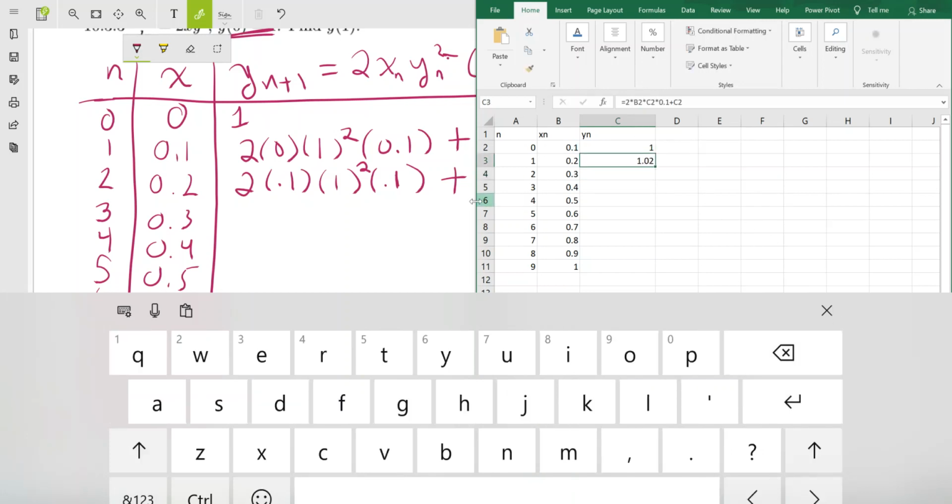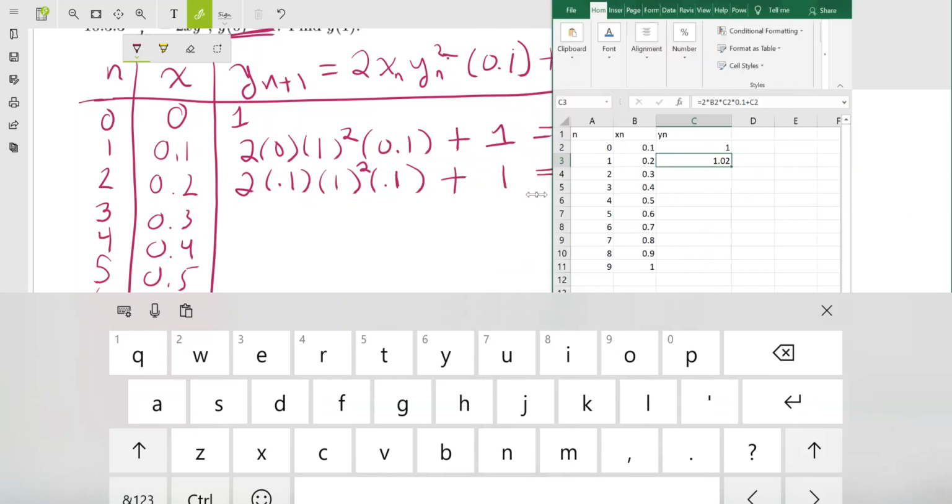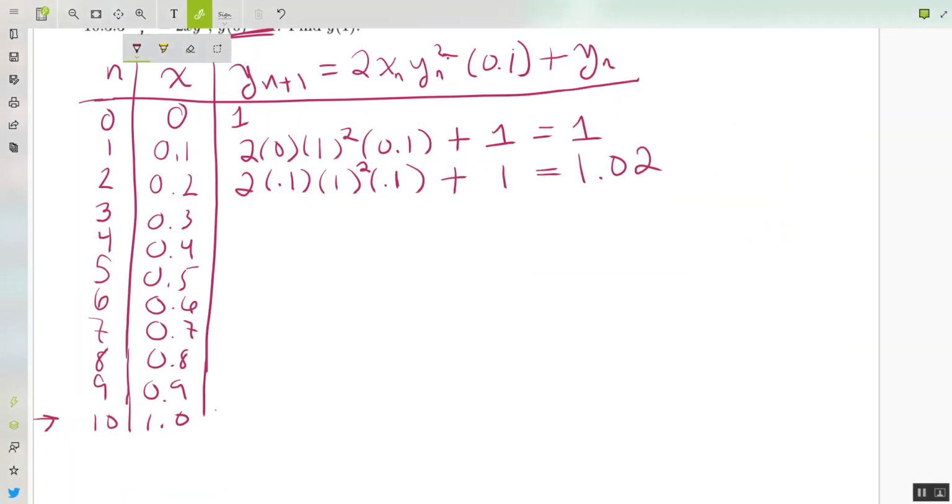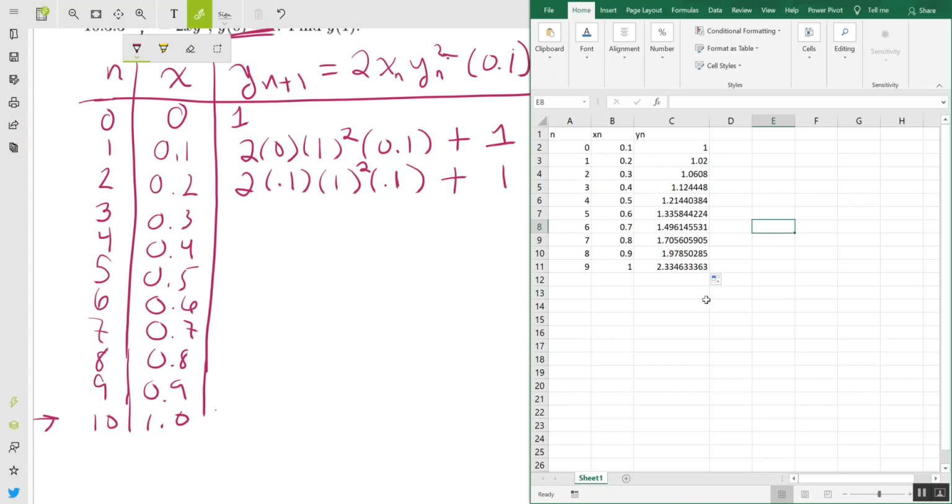1.02, that's good, because if you remember, that's what we got. Let's get the next row. And then, screw it, I'll just drag into all of them. Oh, it looks like it's like 2.333. Isn't that so much easier?